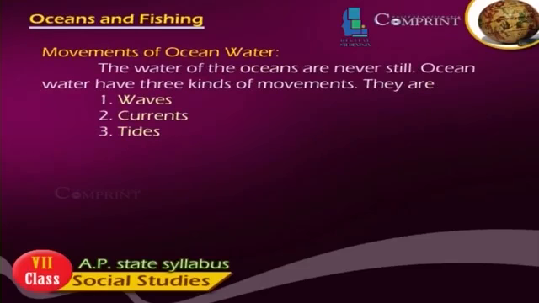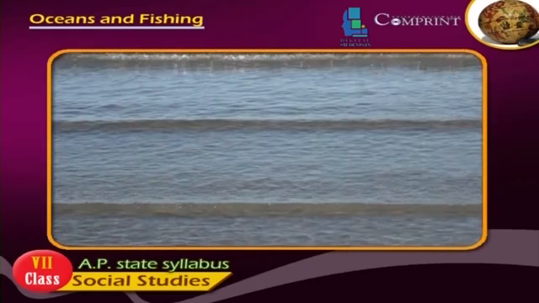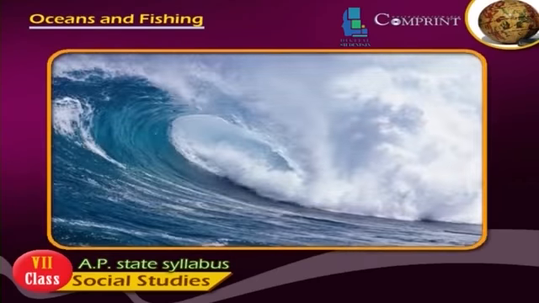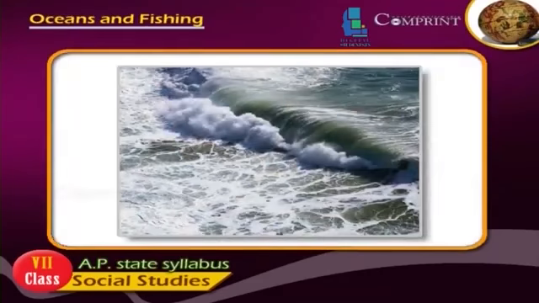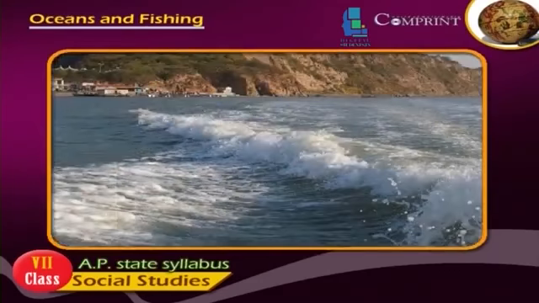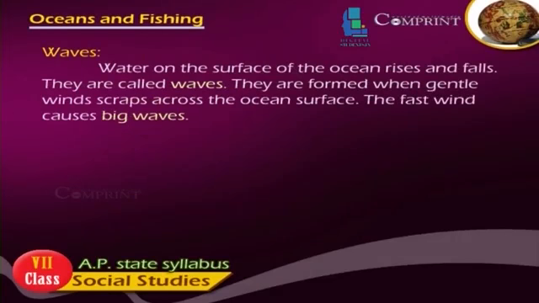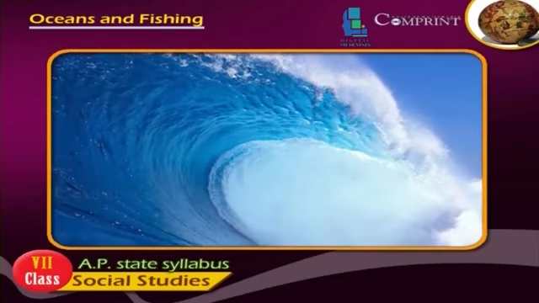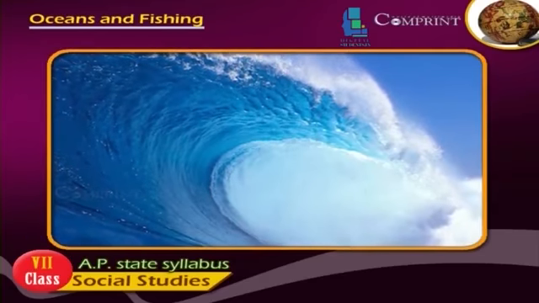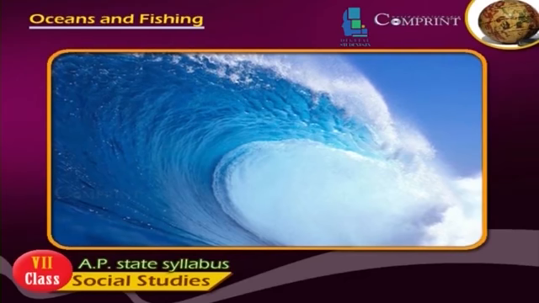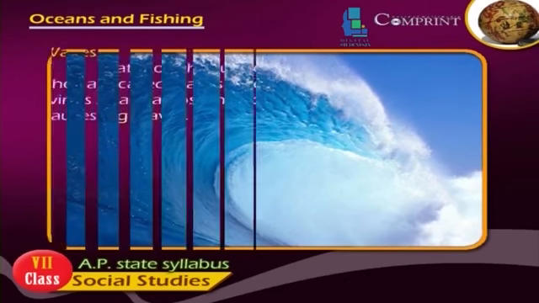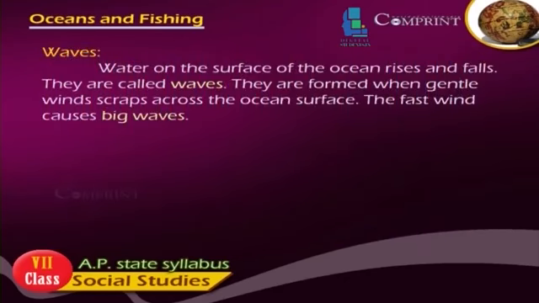Movements of ocean water. The water of the oceans is never still. Ocean water has three kinds of movements. They are waves, currents, tides. Waves. Water on the surface of the ocean rises and falls. They are called waves. They are formed when winds blow across the ocean surface. The fast wind causes big waves.